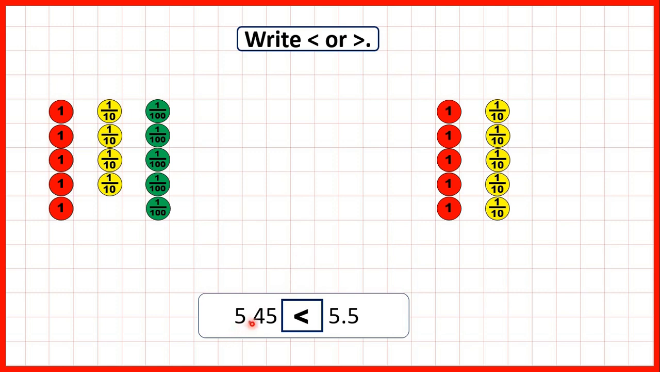Finally, we had 5.45 and 5.5. 5.5 is larger because although the first number has 5 hundredths, hundredths are smaller than tenths. We need 10 hundredths to make something with the same value as 1/10. So, because the second number has an extra tenth, we know that 5.5 is the larger number.